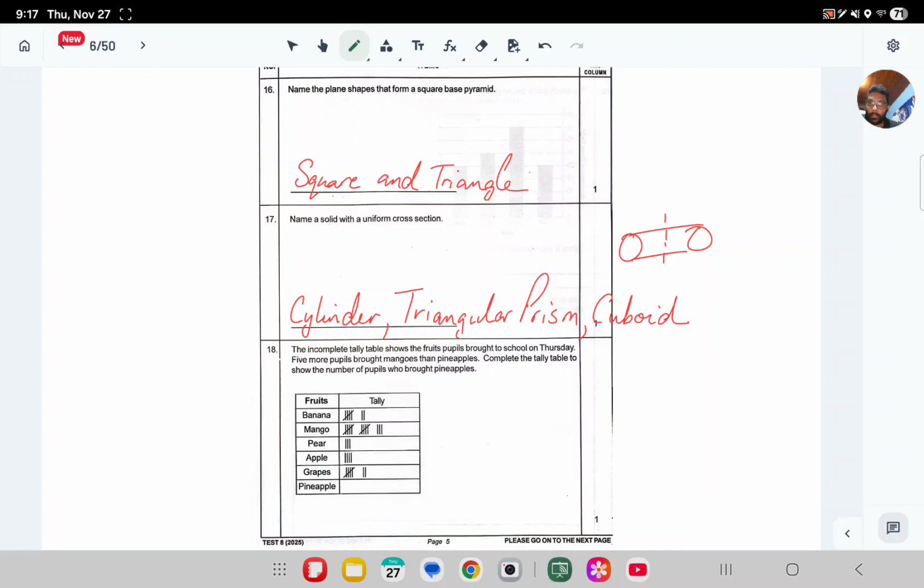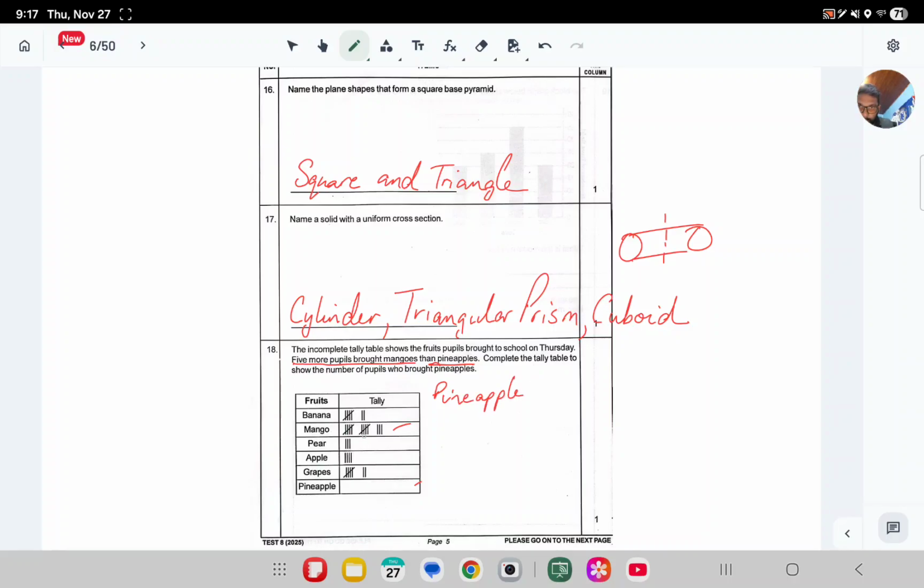Alright. The incomplete tally table shows the fruits pupils brought to school on Thursday. 5 more pupils brought mangoes than pineapples. Complete the tally table to show the number of pupils who brought pineapples. So 5 more pupils brought mangoes than pineapples. So if 5 more, that means pineapple was 5 less. Simple as that. So if it's 5 less, you need to subtract.